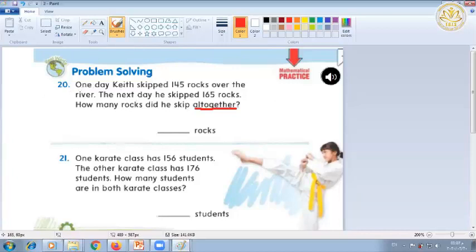Let's read again. One day Keith skipped 145 rocks over the river. The next day he skipped 165 rocks. Now I want to know how many rocks did he skip all together? Means all of the rocks. So that means I will have to add. Let's add in here the two numbers I have of the rocks.